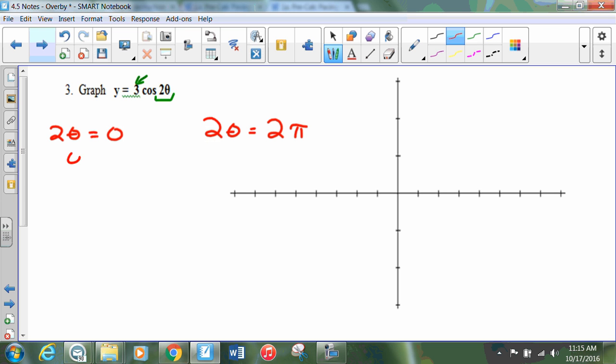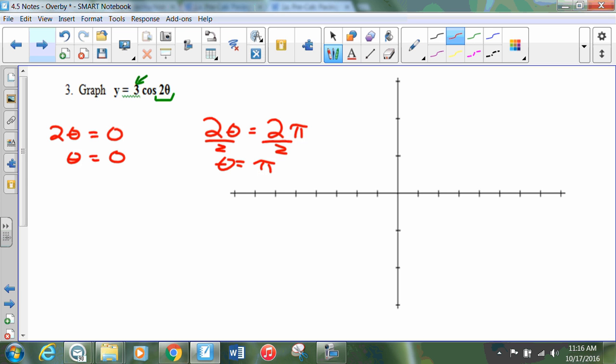We'll divide both sides by 2. So our tick marks are still going to start at 0, but when I divide both sides by 2 here, I get that they're going to stop at pi. So this is something new.